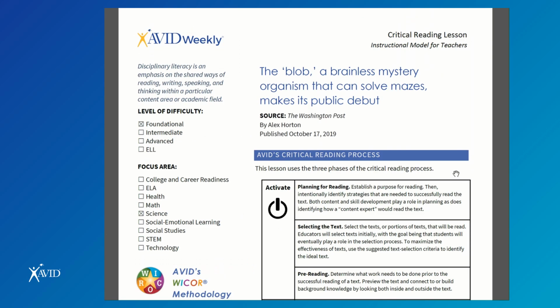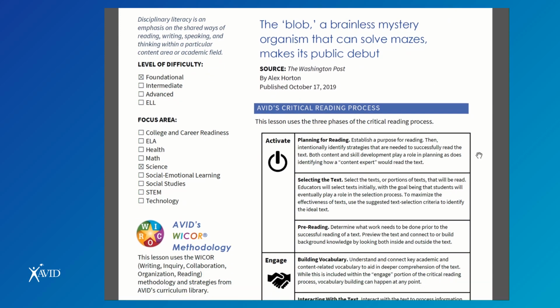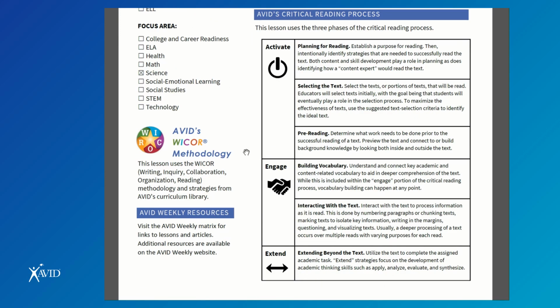So the lessons look like this. It gives you what level and what focus areas, and then it tells you the entire critical reading process, which is helpful.